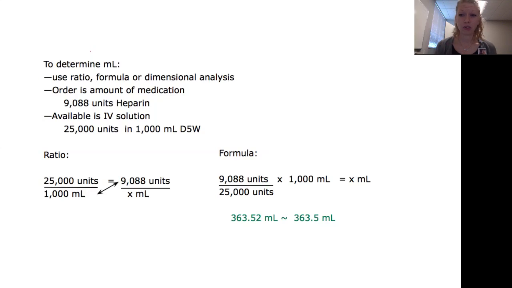And then that label should always match what my X label is. I'm solving for milliliters, my form is in milliliters, so we're good to go there. I simply take my 9,088 divided by 25,000 times 1,000. I'm going to come out to the same answer of 363, rounded off to 363.5. So just always remember, whenever you're doing your calculations, don't round in the middle. Always wait until you're rounding at the end. But this is how we would set it up with the formula.